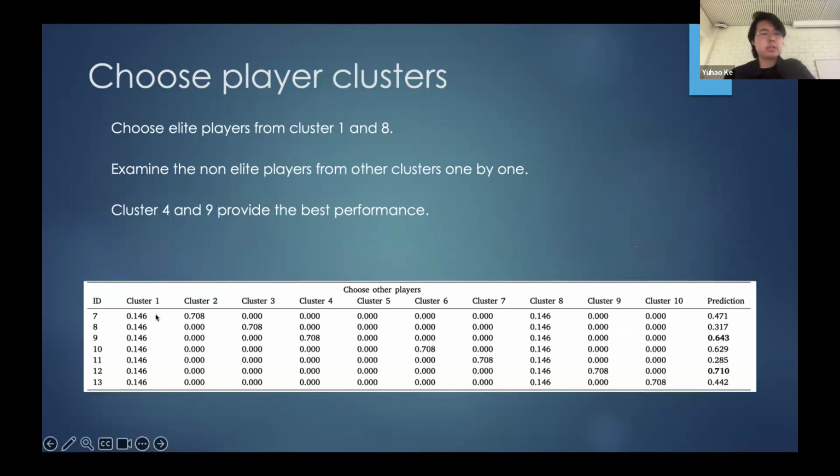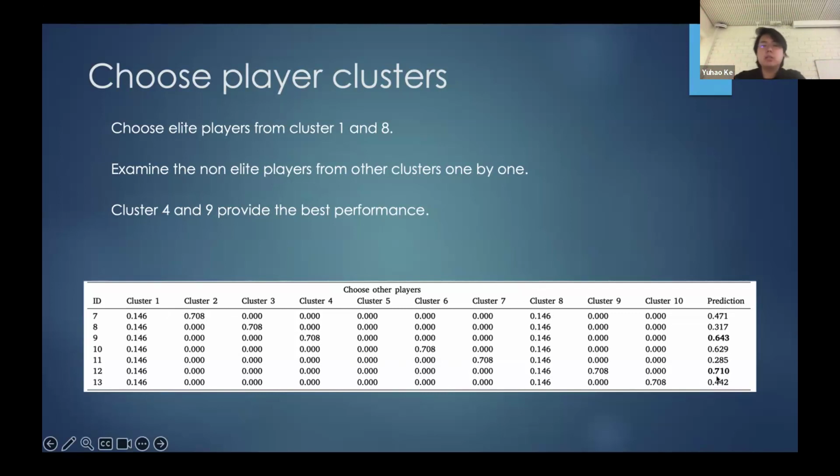So you can see that cluster 1 and 8 are said to be the same thing, right? The 35 minutes we discussed before. And for cluster 5, they are all 0 because we do not choose the elite players from cluster 5. And we examine them one by one. So this one means I choose cluster 1 and cluster 8, and the others are all from cluster 2. And we get the probability, and same as all the way down here.